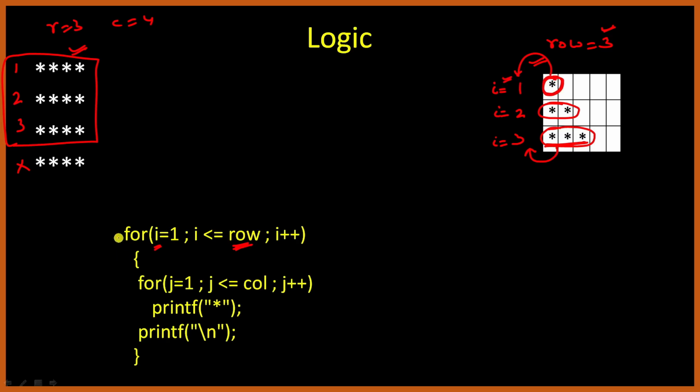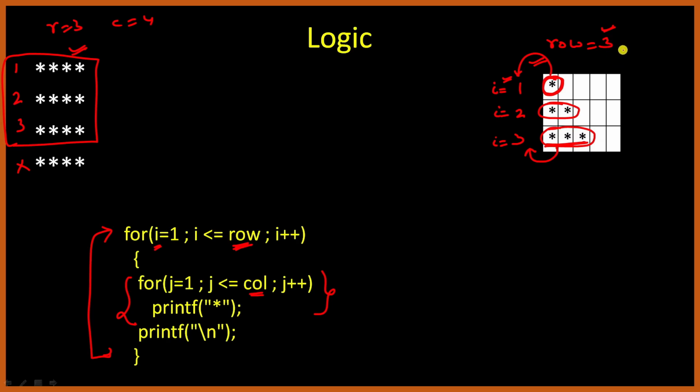So if you see in this code, can you tell me which part of the code is printing the star first? So this was the code, right? Only this part was printing stars in each row, right? Now here we have given the number of columns, right? But in this program, we are not giving the number of columns.